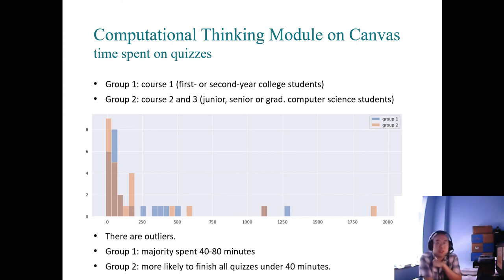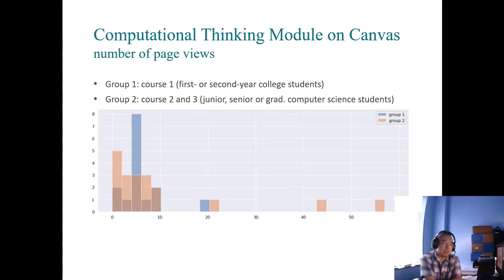And for the group 2 students, they know computing much more than the students in group 1, so the majority of them are able to finish in 40 minutes. So this is kind of what we expect to see.